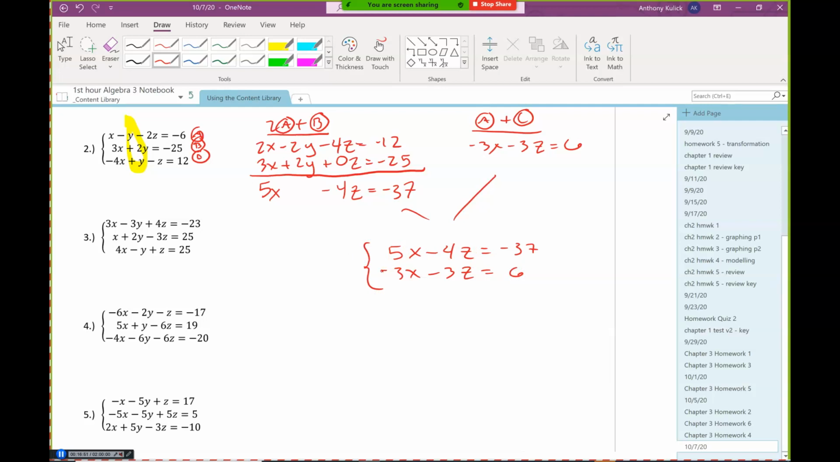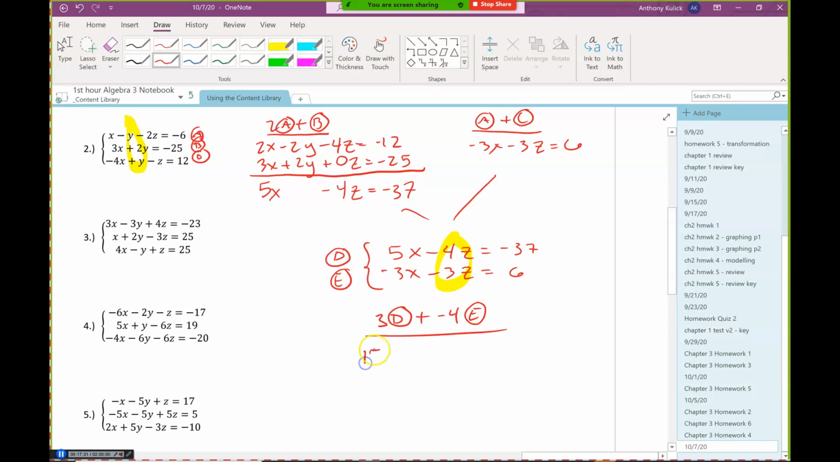So far, so good, Megan? Okay. What variables do you want to eliminate now? Yeah, it doesn't really matter, right? So we'll get rid of the z's, okay? And how are we going to do that? Okay. I agree with that. That'll work.